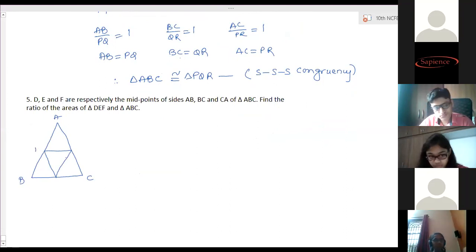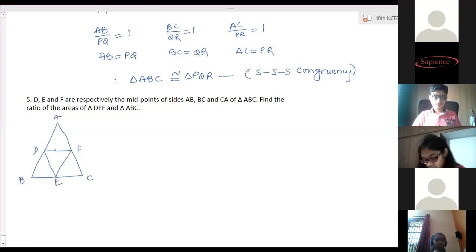ABC. D is the midpoint of AB, E is the midpoint of BC, and F is the midpoint of AC. Now we have to take the ratio of DEF and ABC. This ratio we can find out only by proving the triangles similar first.